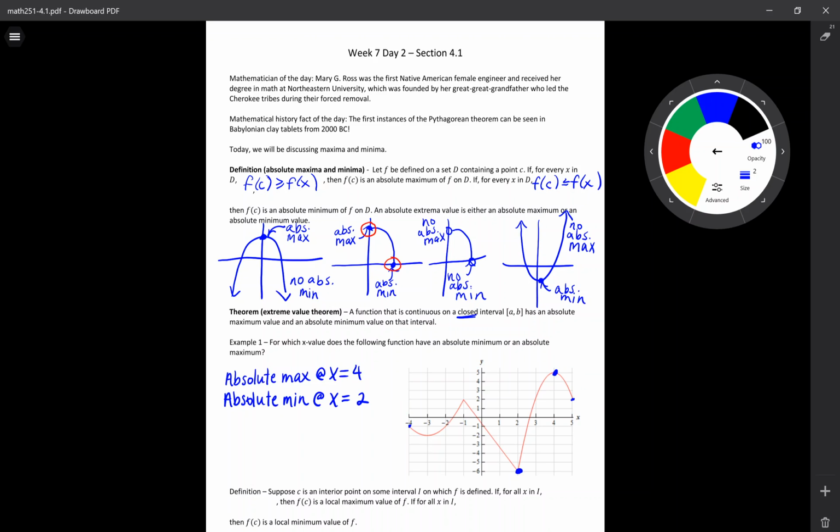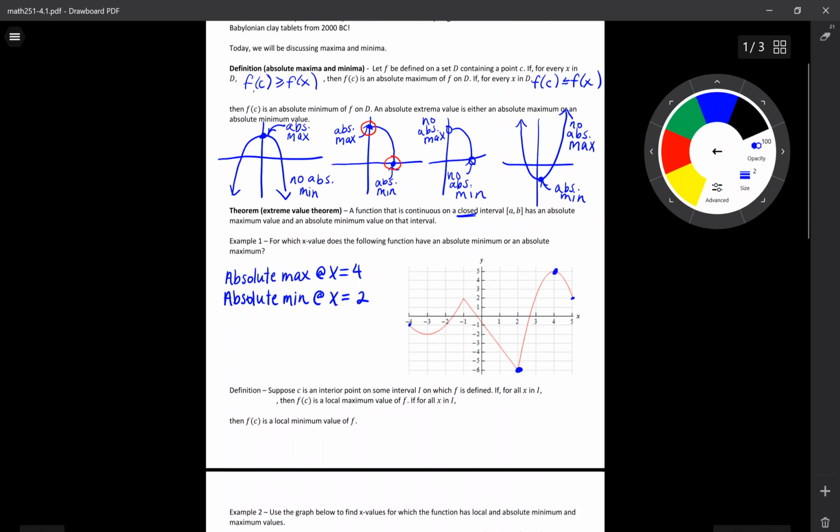All right, next we're going to look at the definition of a local minimum or maximum. So here we are on some interval. Suppose c is an interior point of some interval I on which our function is defined. If for all x in I we have f of c is greater than or equal to f of x, then we call f of c a local maximum of f. If for all x in I we have f of c is less than or equal to f of x, then I call f of c a local minimum value of f.